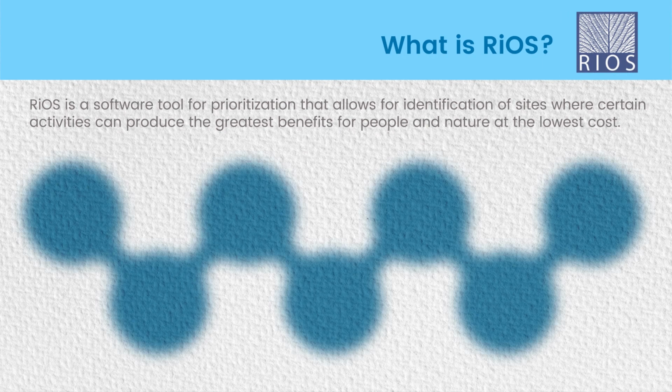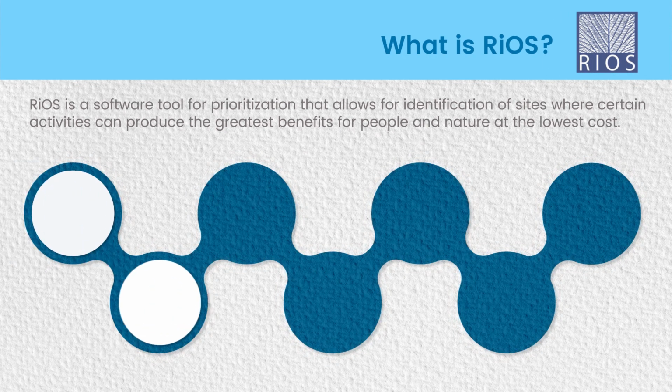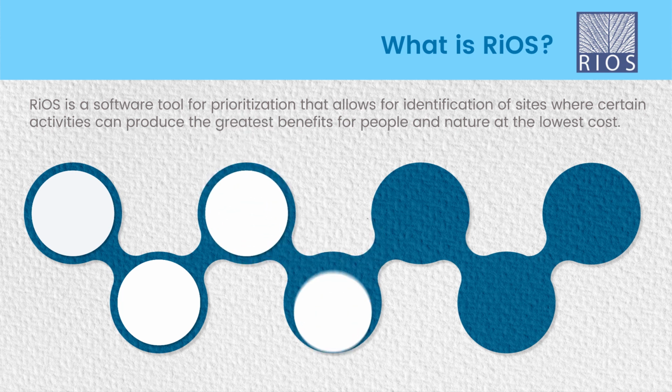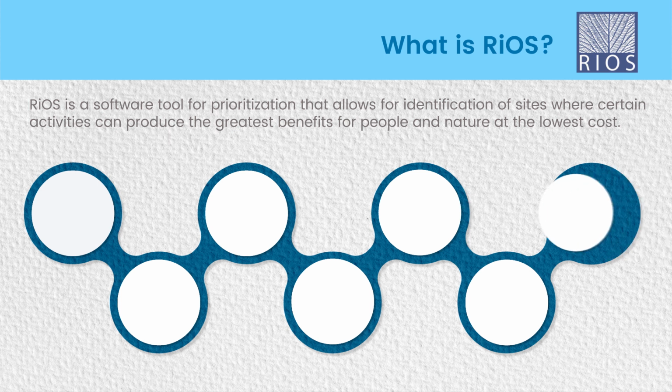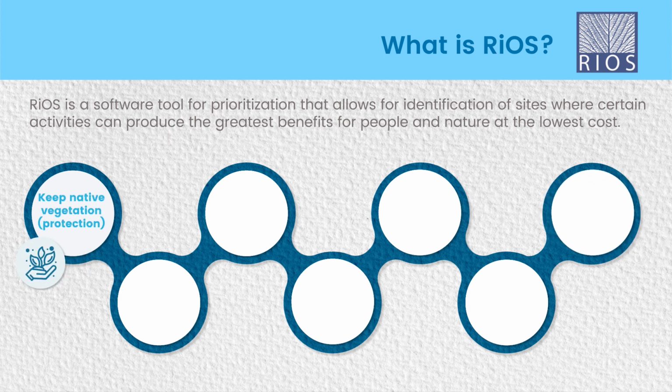The prioritization logic behind Rios involves the possibility of carrying out a series of activities in a watershed which somehow generate changes in the landscape or transition. Among the transitions that can be made are: keep native vegetation, protection. This transition focuses on conserving native vegetation that would likely be lost, protecting existing habitat.